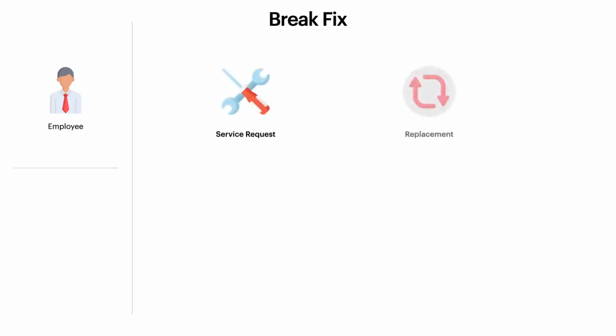A typical service request breaks down into two parts: the end user reporting a fault in the device, hence requesting it to be fixed. Along with this request for service, the user requests a replacement device, commonly known as a loaner device, to avoid disruption in their work.